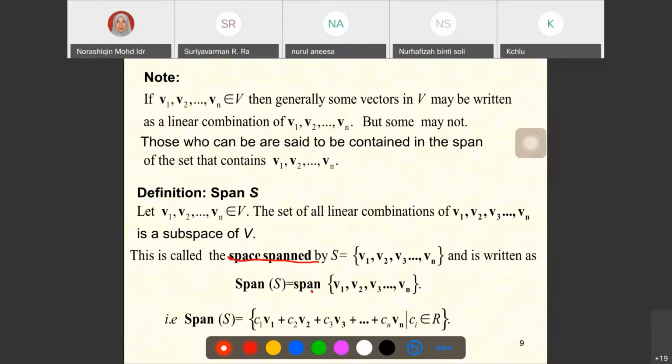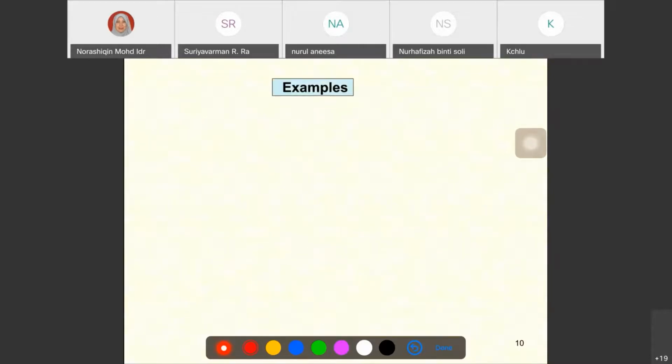Okay, let's see examples to make it clear. Show that the span of the set that contains (1, 0) and (0, 1) is equal to R2. Okay, so what do we do?